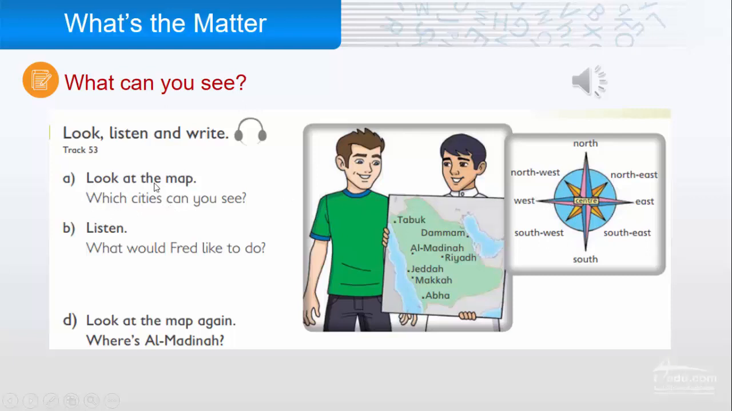A. Look at the map. Which cities can you see? On the map, we can see Tabuk, Dammam, Medina, Riyadh, Jeddah, Mecca, and Abha. B. Listen. What would Fred like to do?